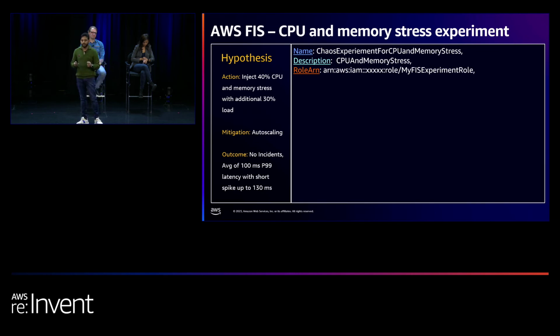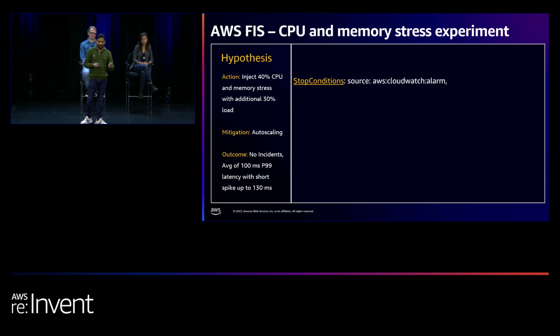The experiment templates are basically JSON or YAML templates that you could directly use within your fault injection service, and they start with the name, description, and role ARN. Role ARN is again used to give you explicit control on the targets or AWS resources that you want to execute these actions for. As I stated earlier, we have a stop condition here, making sure that we maintain control within our experiment, and the stop condition is the CloudWatch alarm.